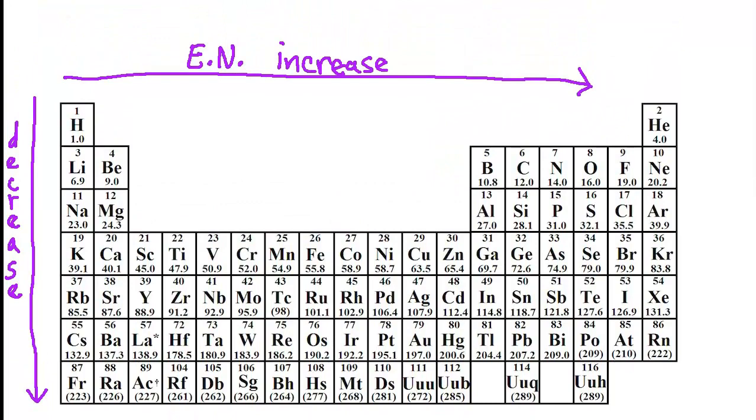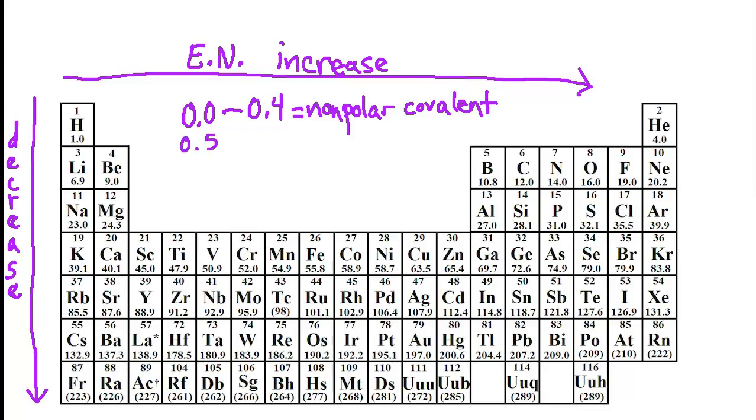But in general, what we're talking about here is that if there's a difference in a bond from 0, meaning the same element is bonded to itself, for instance, oxygen is bonded to another oxygen, all the way up to 0.4, it's going to be ranked as a nonpolar covalent bond. So remember, covalent means a sharing of electrons. If we have 0.5 to 1.9 as the difference, then you're looking at a polar covalent bond.